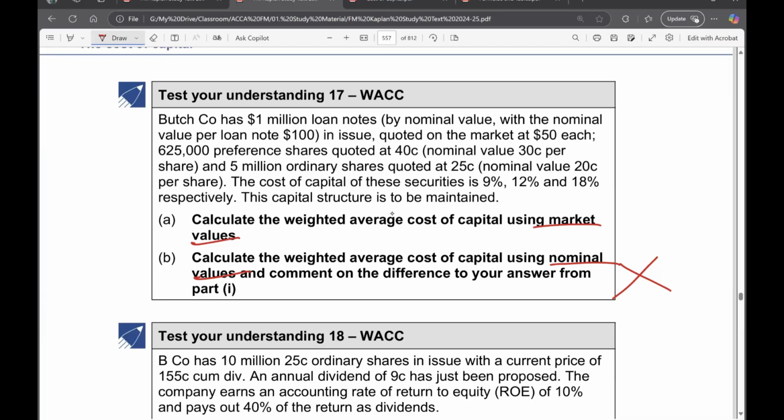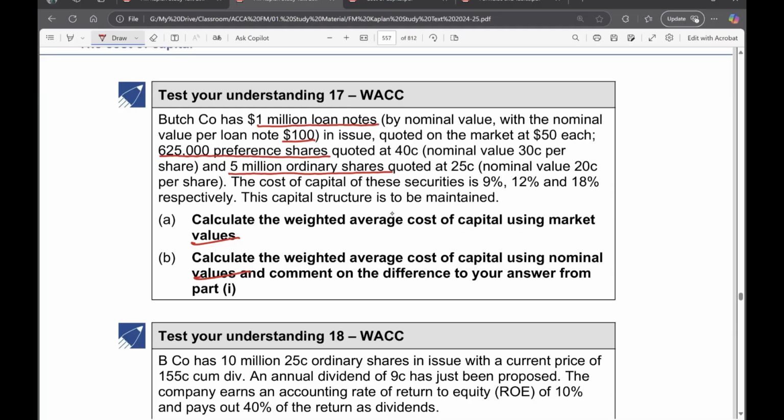Okay, let me find out the things here. What are the options we have? Okay, Butchco has 1 million loan notes. So first of all, you have loan notes by nominal value, with the nominal value per loan note is $100, quoted on the market price is 50. They have loan notes, 625,000 preference shares as well, okay, and 5 million ordinary shares as well. So they have three different types of securities. They have ordinary shares, they have preference shares, and they have bonds, loan notes.